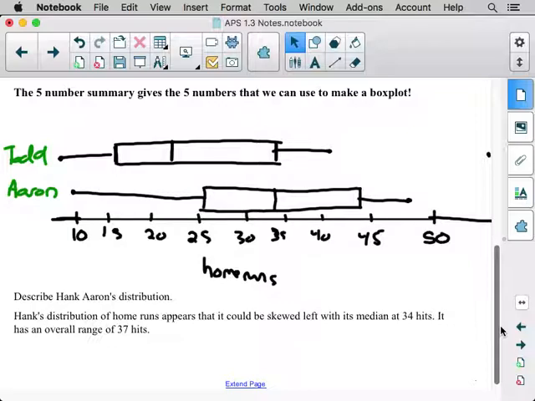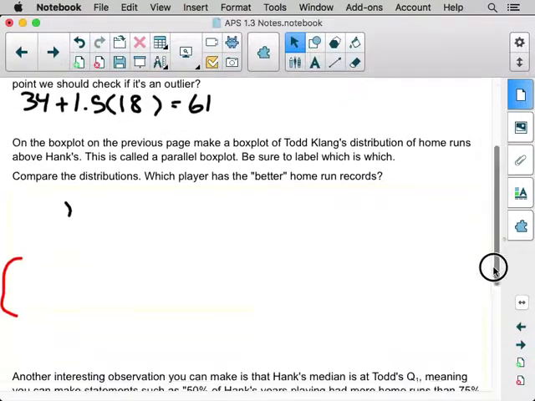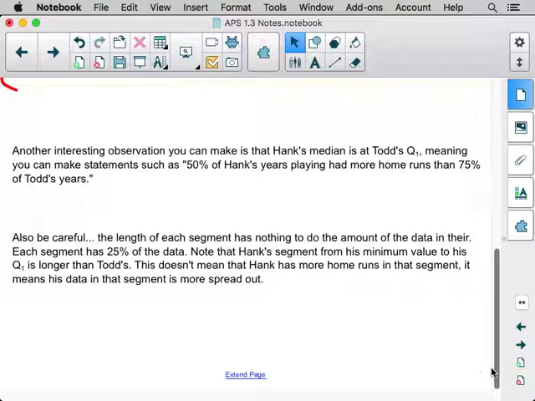Okay, and then the very bottom of that page addresses what I already talked about earlier. The whole thing that the length of the segments has nothing to do with the amount of data in there. It's solely how spread out is that data. Every segment represents 25%. Okay. So any questions so far? No? All right.